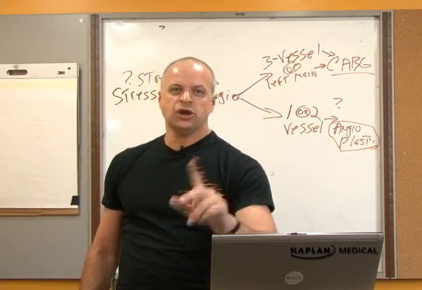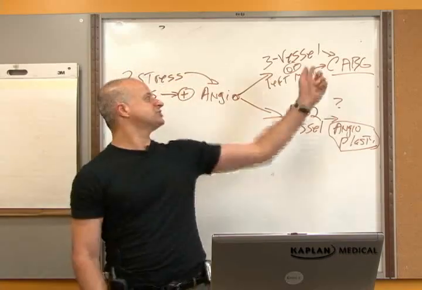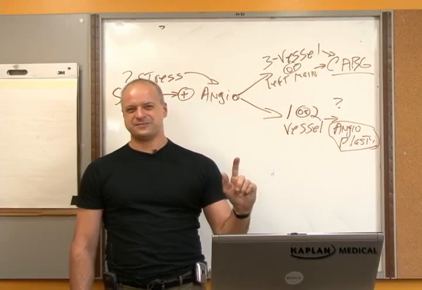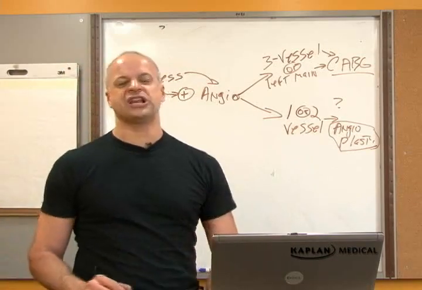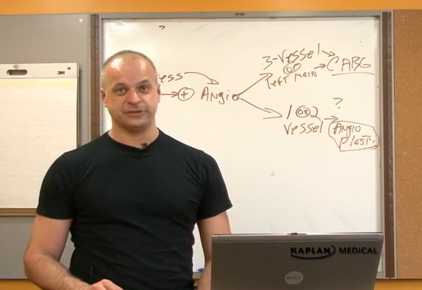That's how I study. Why am I getting the stress test? Because I want to see who to cath. Why am I cathing? I want to see who to cut. Why am I cutting? I want to see who'll live. Working backwards, it says this: which of these things can help me lower mortality? I want to know when to bypass or do angioplasty.